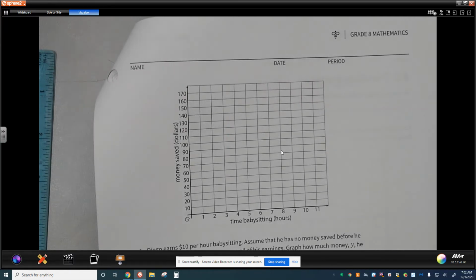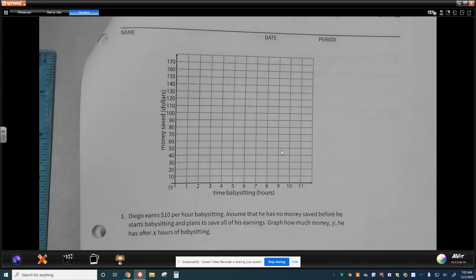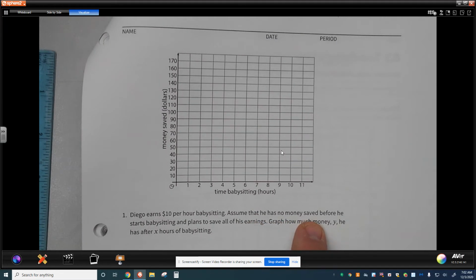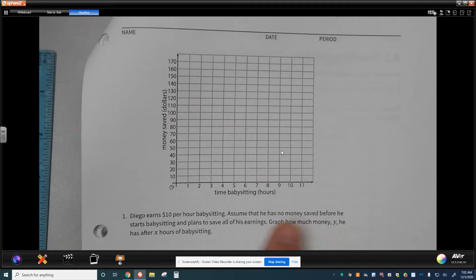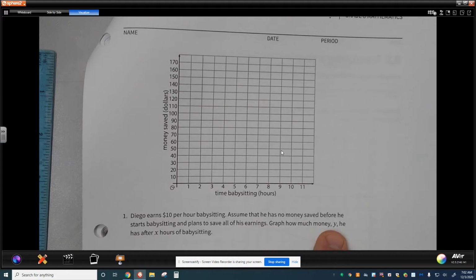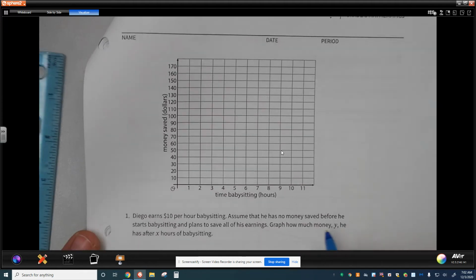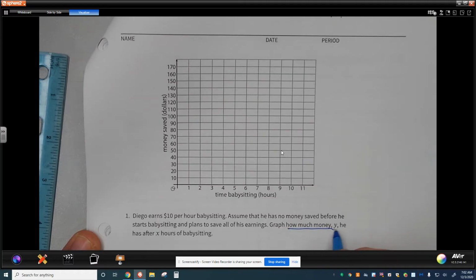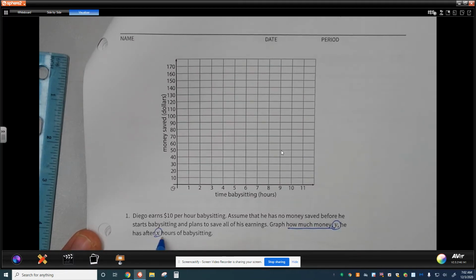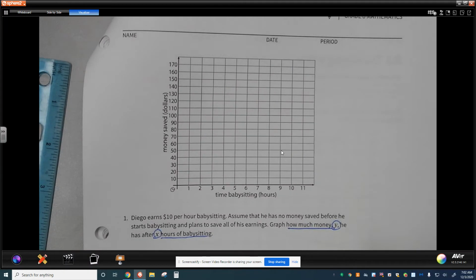This is talking about a situation where Diego is babysitting, and we're assuming that he has no money saved before he started babysitting and plans to save all of his earnings. Graph how much money y he had after x hours of babysitting. So we see the blank coordinate plane up above, and we can go ahead and start working with that.